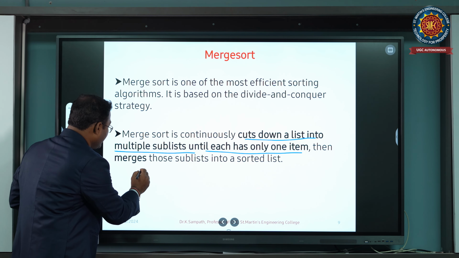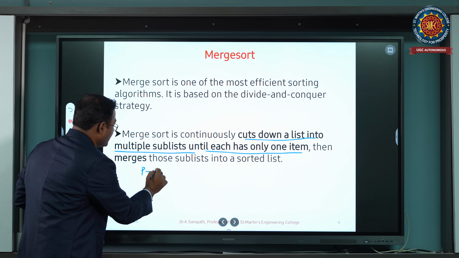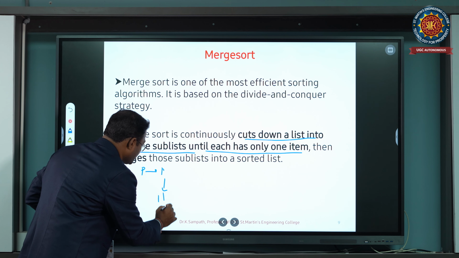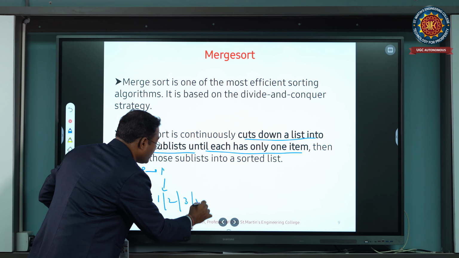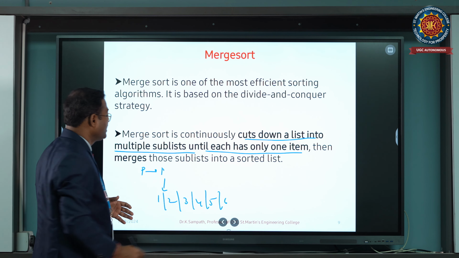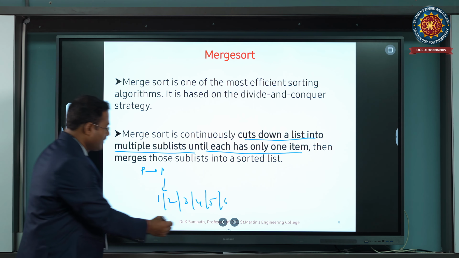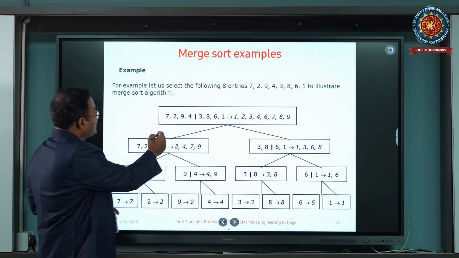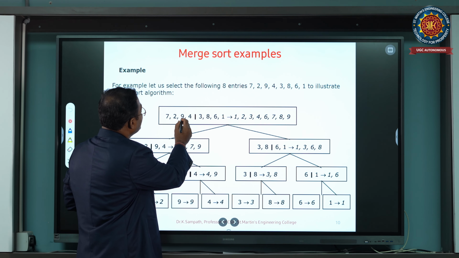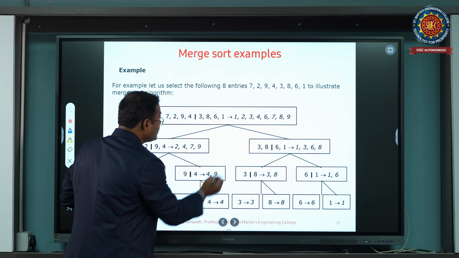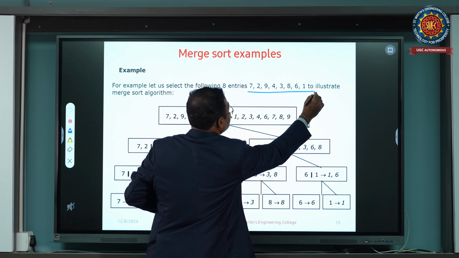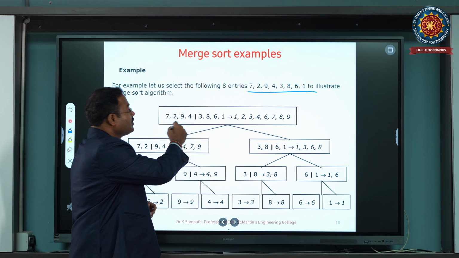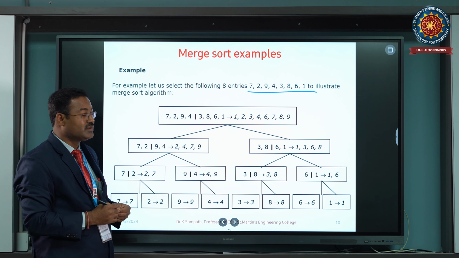This means we are dividing problem P into P1, P2, P3 and so on, up to individual problems like 1, 2, 3, 4, 5. Up to individual problems we are splitting. For example, the given elements are 7, 2, 9, 4, 3, 8, 6, 1. In this one, I have to divide the problem into two sub-problems. How do I want to divide the problem into two sub-problems?